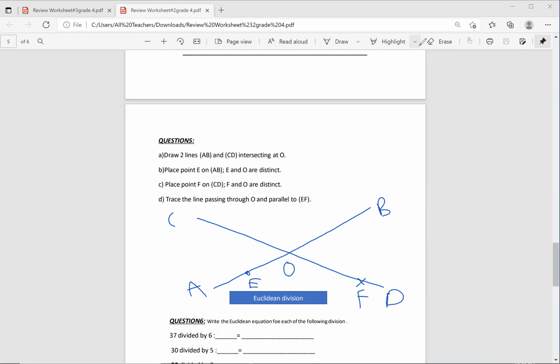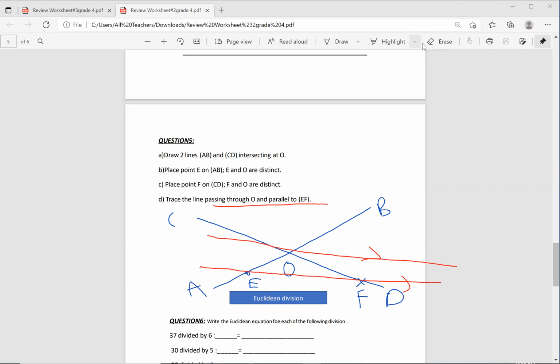Now they want you to draw a line which is parallel to EF. So first of all, I'm going to draw EF. So this is EF. They want you to trace another line which is parallel to EF and passing through O. So parallel to EF like this. Of course, when you draw it using a ruler, you'll find it much easier. Now let us continue to question number 6.